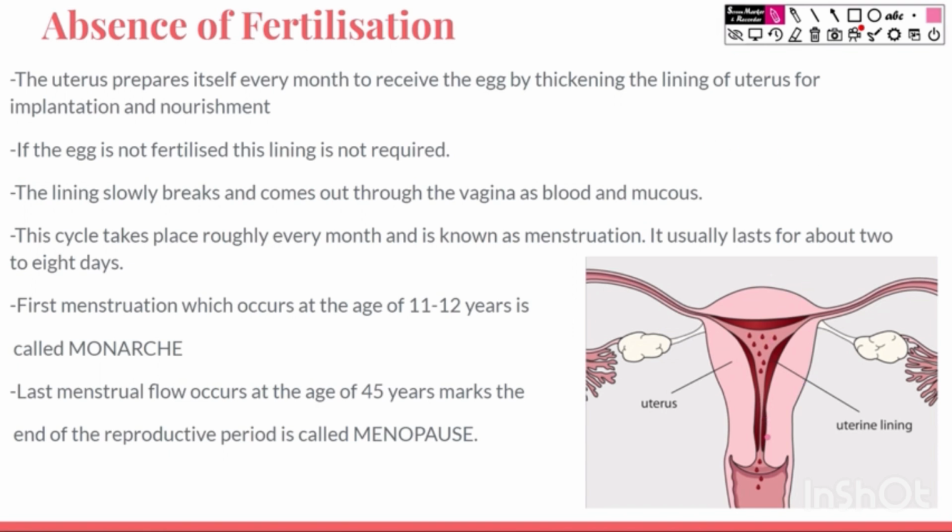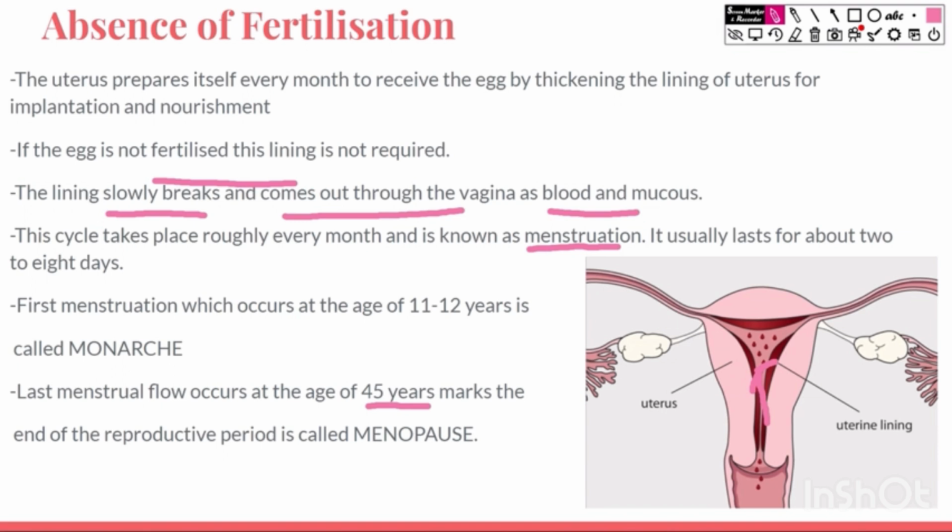So you can see this is the uterine lining. This uterine lining dissociates and moves out of the body along with the egg. When the egg is not fertilized, this lining is not required, and the lining slowly breaks down and comes out through the vagina as blood and mucus. This is called menstruation, and this cycle continues in the female from when she attains puberty, when she is sexually mature, to the age of about 45 years. There is continuous production and release of eggs. In absence of fertilization, eggs move out of the body and menstruation occurs.